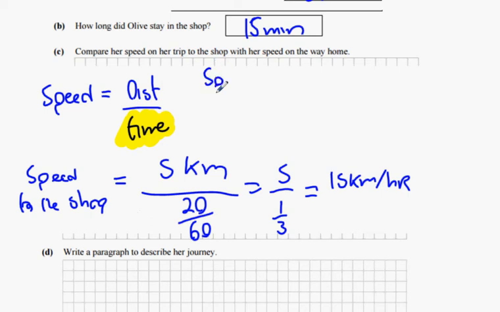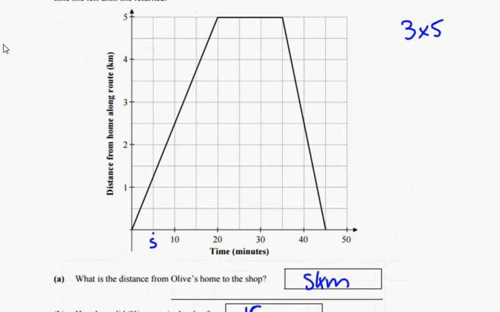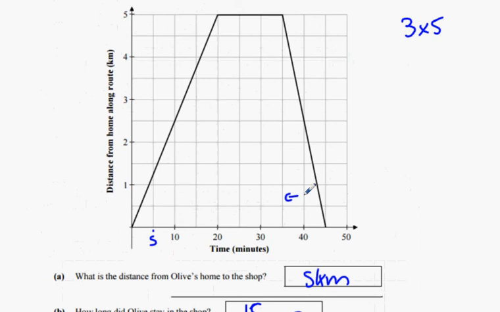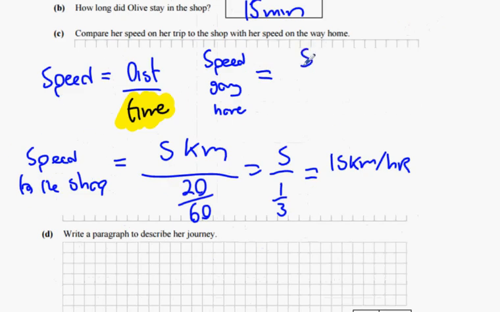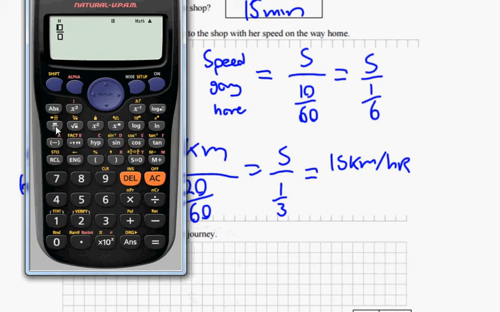Now speed going home is different. She once again covers 5 kilometers home, but she does it in 2 blocks. So 5 kilometers, and she does it in 10 minutes. 10 minutes out of 60, or 5 divided by 1/6. Now to write this in the calculator, I could do it 2 ways. I could press the fraction button and the fraction button again.